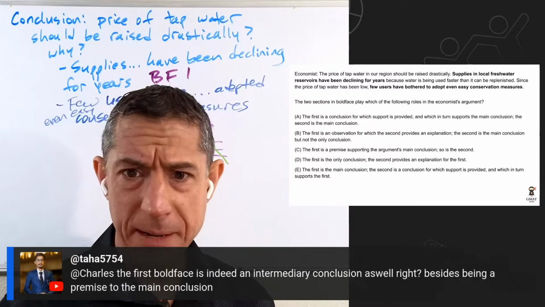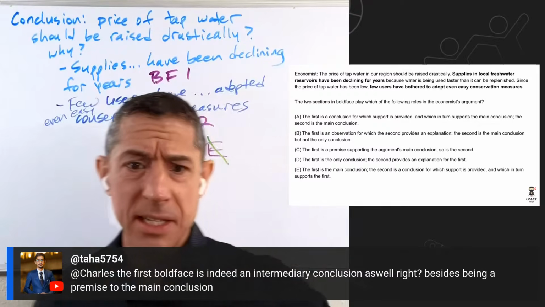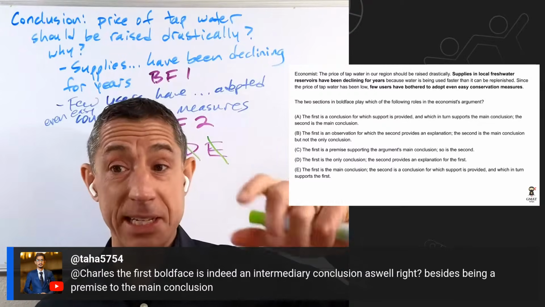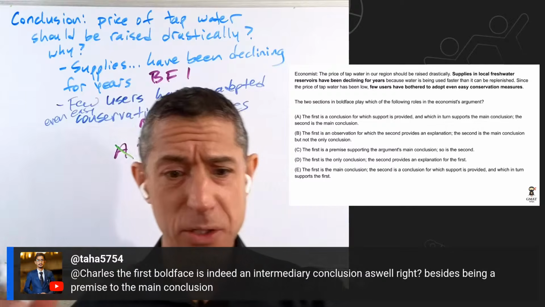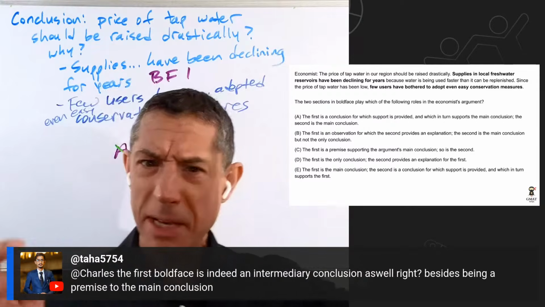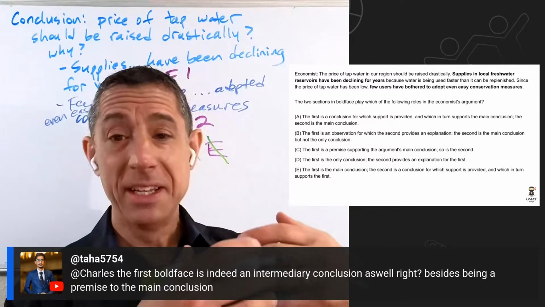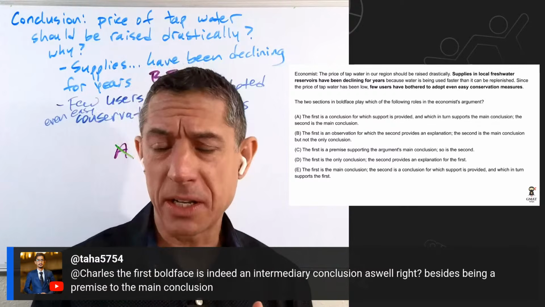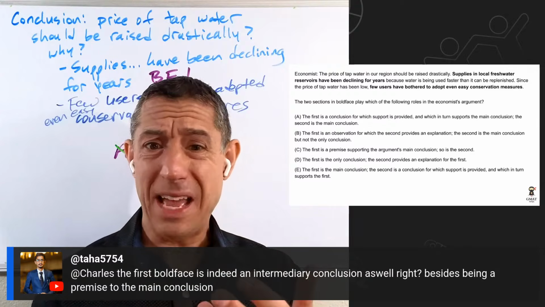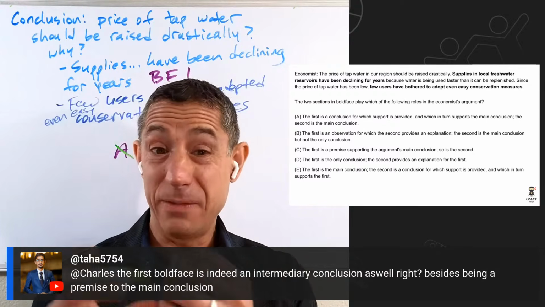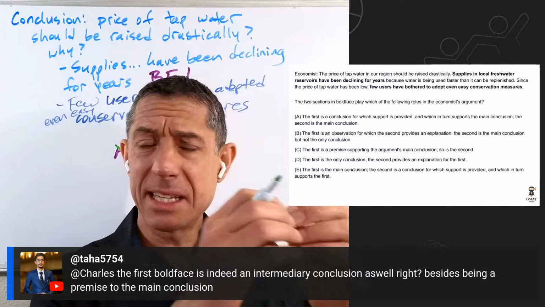Yeah, that's interesting. Good question here, Taha, and great to see as always. So is the first boldface an intermediary conclusion? It's kind of hard to do this over chat on YouTube, but what makes you say it's an intermediary conclusion is the question I would ask you if I had the pleasure of tutoring you one-on-one. Okay, why? What I would say here is this is just a fact, right? So it gives you a reason why it's happening, but is this a conclusion that you're drawing?